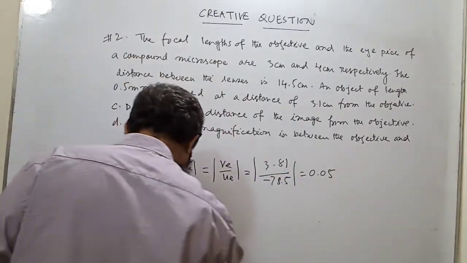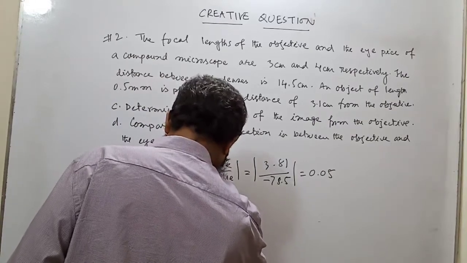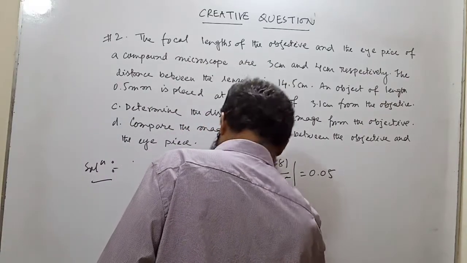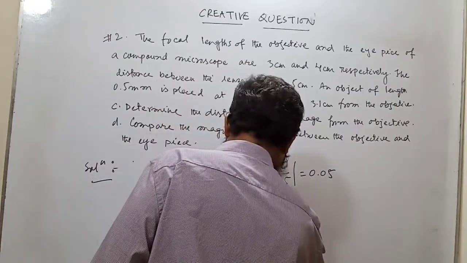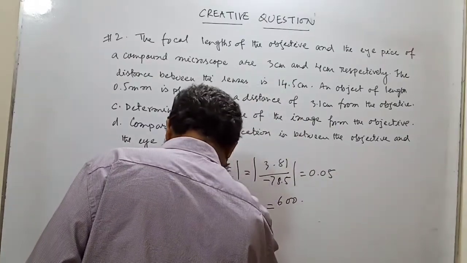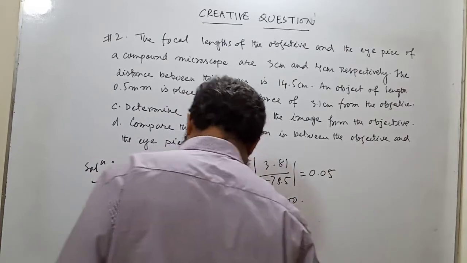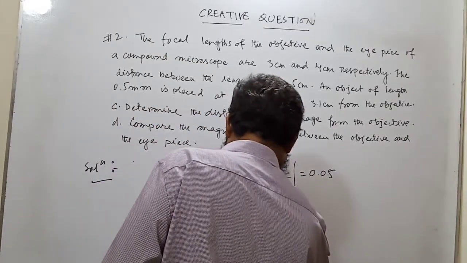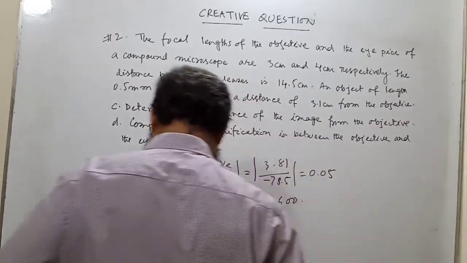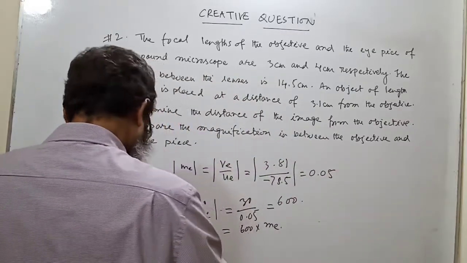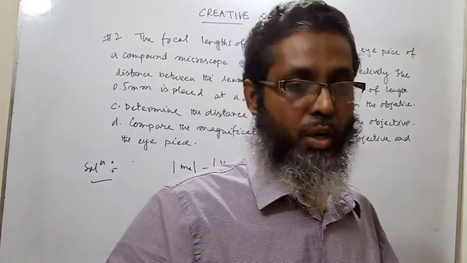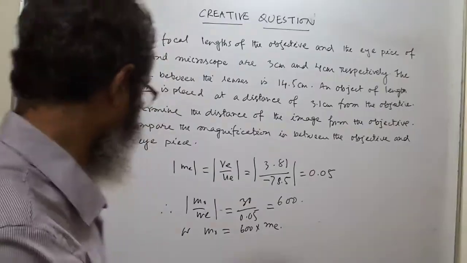Therefore, the comparison, that is m naught by me, is equal to 30 by 0.05, which is equal to 600, or m naught is equal to 600 into me. That means the magnification in the objective is 600 times the magnification in the eyepiece.